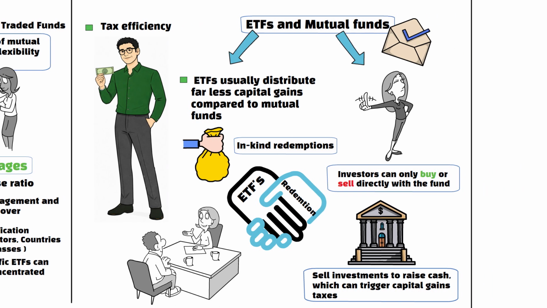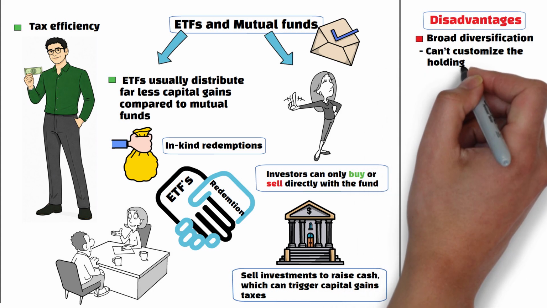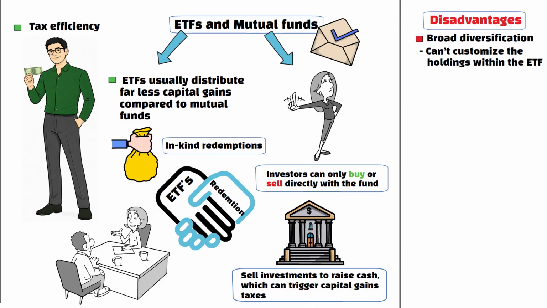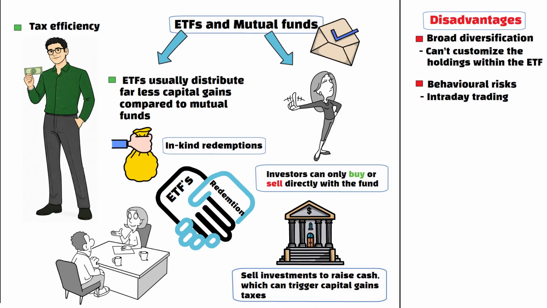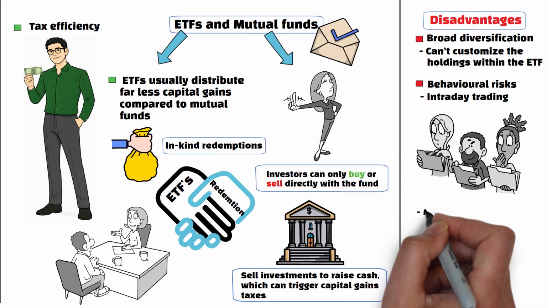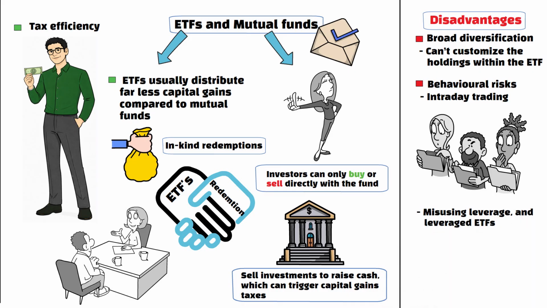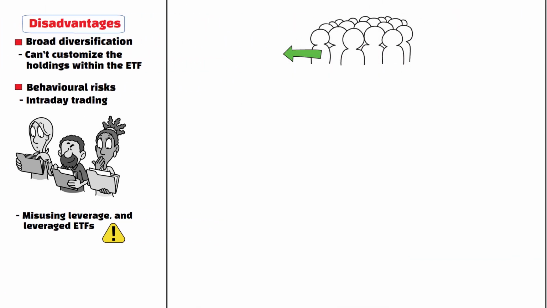First, despite broad diversification being an advantage for some, it can also have a downside as you can't customize the holdings within the exchange-traded fund. If you think a particular stock or sector will underperform the others, you cannot remove it. The following downsides relate to behavioral risks, as exchange-traded funds allow intraday trading, which may tempt investors to trade frequently and react emotionally to price movements. Also, there's a greater risk of misusing leverage, and leveraged exchange-traded funds in particular carry significant long-term risks due to compounding. Some very advanced and experienced traders may find day trading and leverage advantageous. However, it's a disadvantage for most people.